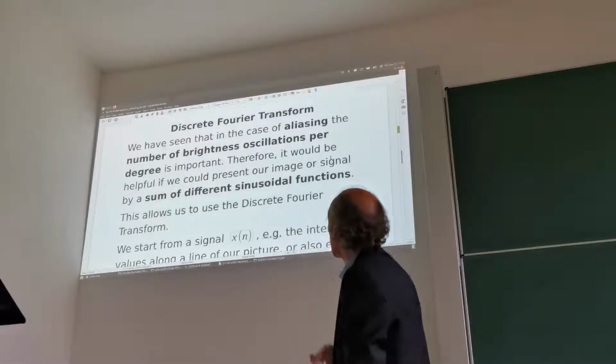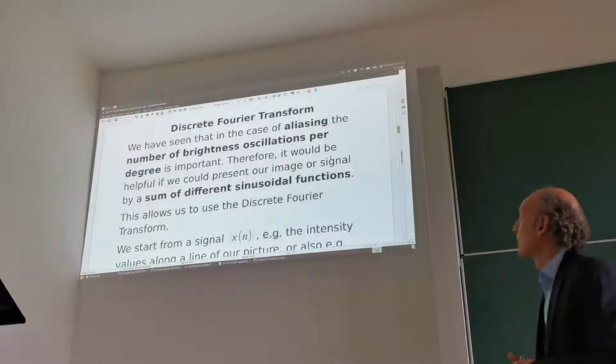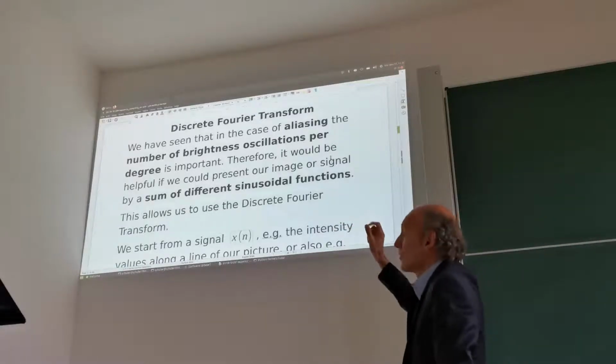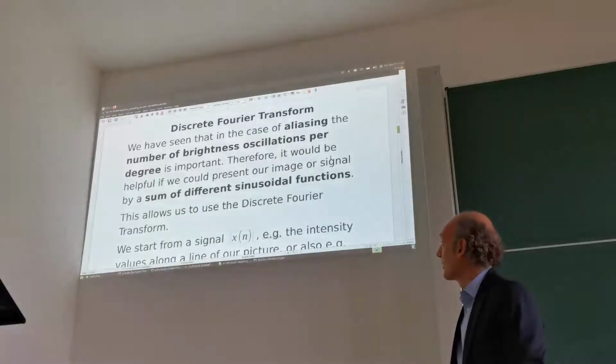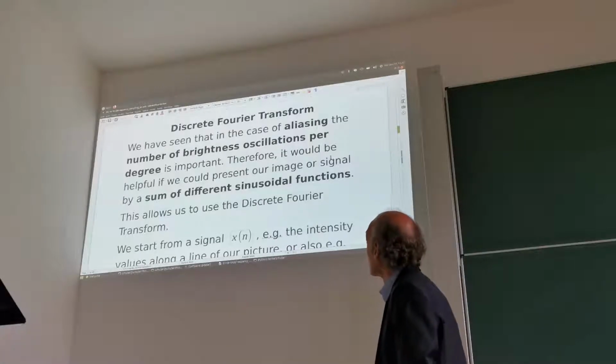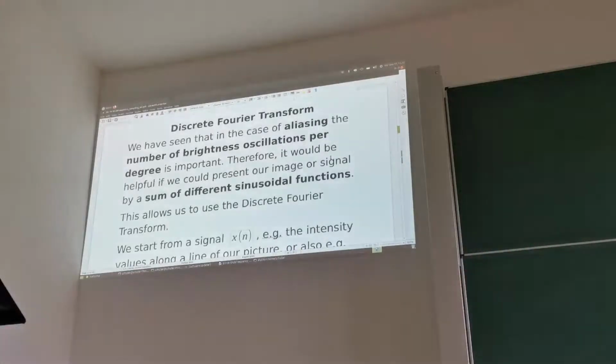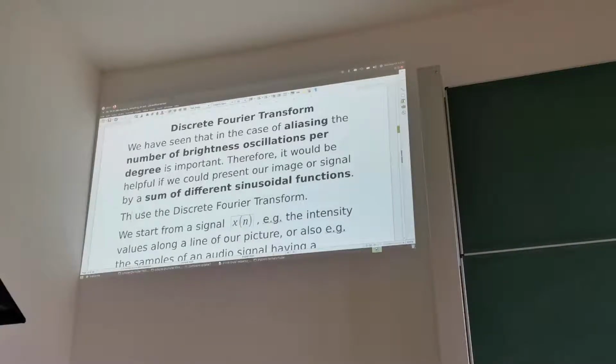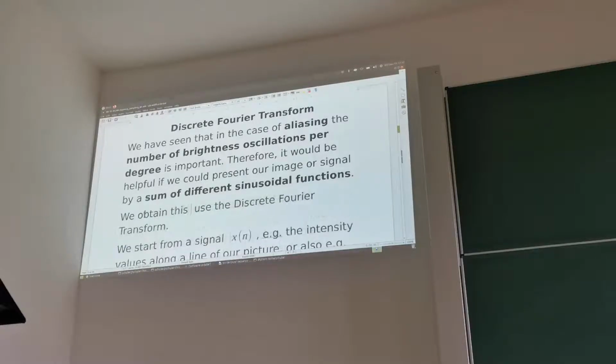Yeah, so therefore it would be helpful if we could represent our image or signal by a sum of different sinusoidal functions of different frequencies. So this allows us to use the discrete Fourier transform. I should say you can do this. We obtain this by using the discrete Fourier transform.